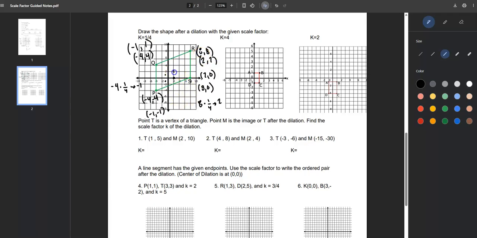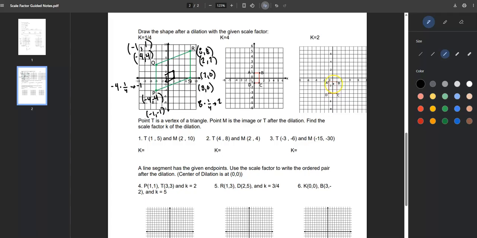So I go right up, and then I can just create these lines here. And that's what our shape would look like. And I can do that with any of these here. So if I go to the one all the way to the right here, I'm timesing everything by 2 at this point in time. And my center of dilation is at 0, 0 for all of these.